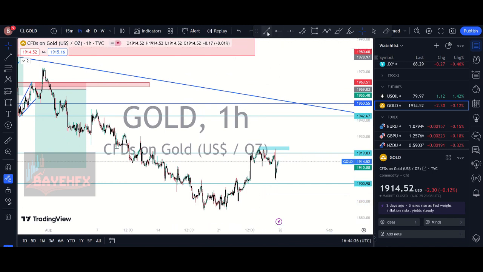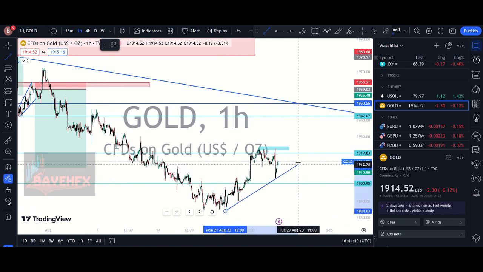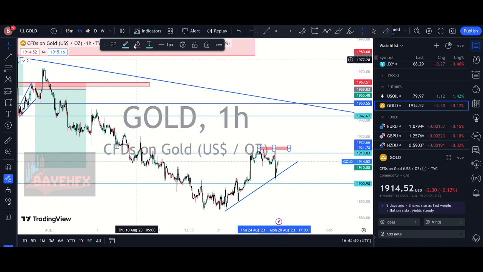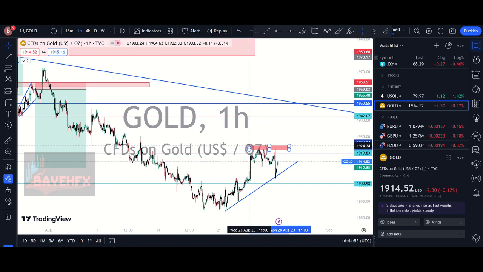So use proper risk management as you're trading gold. Gold is a very, very volatile pair. You can see here we failed to make a new high here. So this is now a major resistance right now.